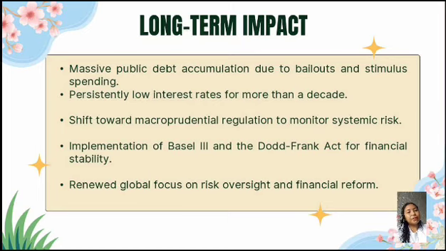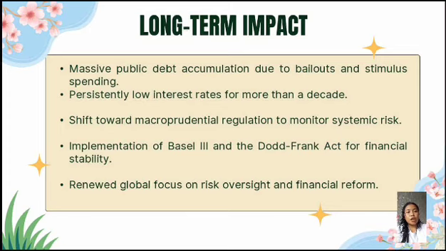Next is the implementation of Basel III and the Dodd-Frank Act for financial stability. In response to the failures exposed by the crisis, new regulatory frameworks were introduced to strengthen the global financial system. First is Basel III. The Basel III Accord, introduced by the Basel Committee on Banking Supervision, required banks to hold higher capital reserves, maintain better liquidity ratios, and limit leverage to reduce overborrowing.